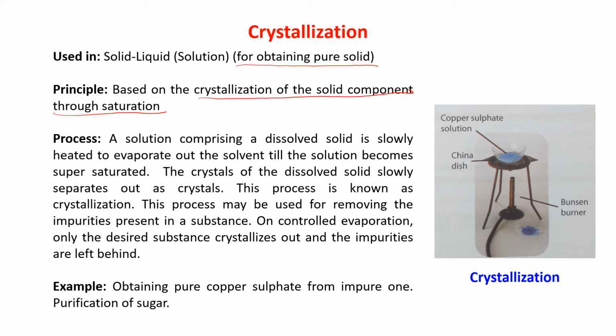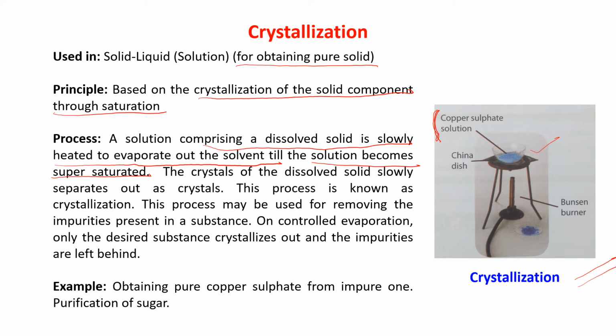Now what is the process? A solution comprising a dissolved solid is slowly heated to evaporate out the solvent. You are taking the solution, that is copper sulfate solution. You are taking it in a china dish. See the figure. You are taking the copper sulfate solution in a china dish. Now allow the water to evaporate by heating. As the water will evaporate, the solution becomes supersaturated.